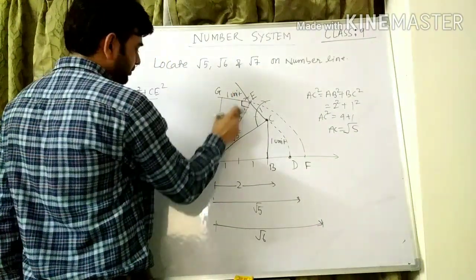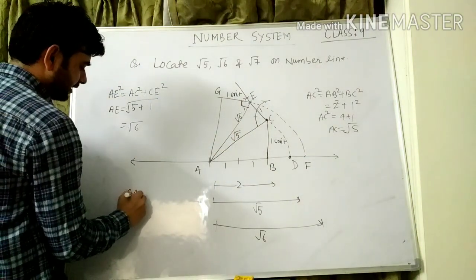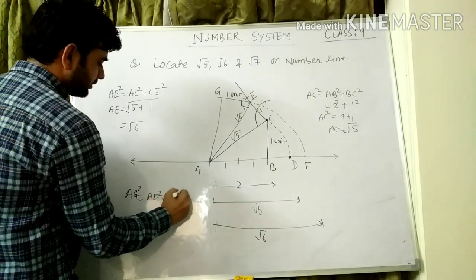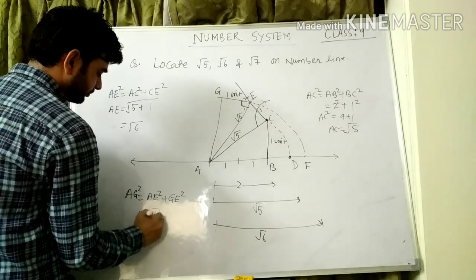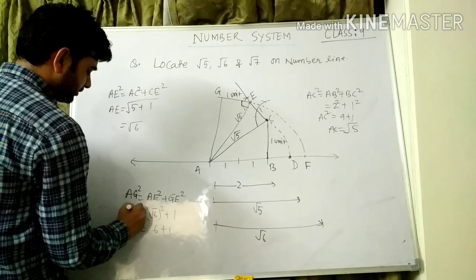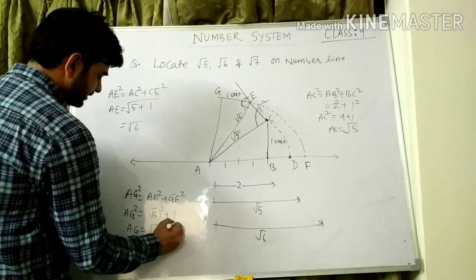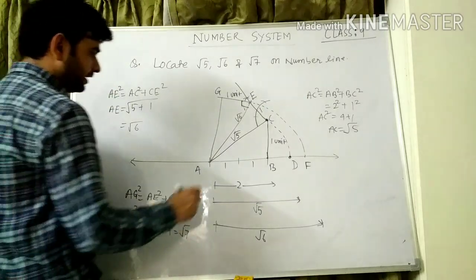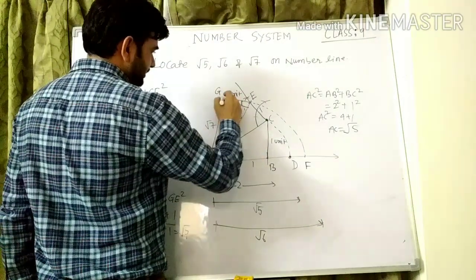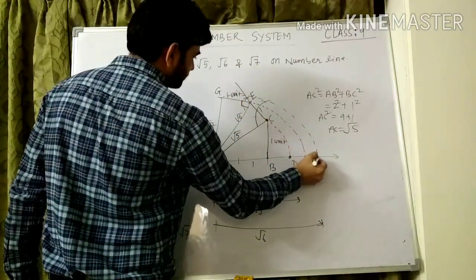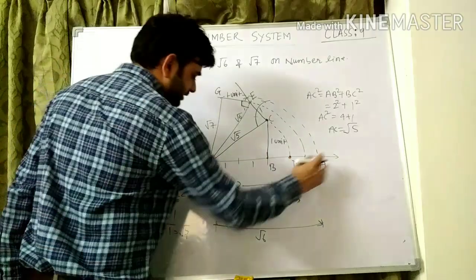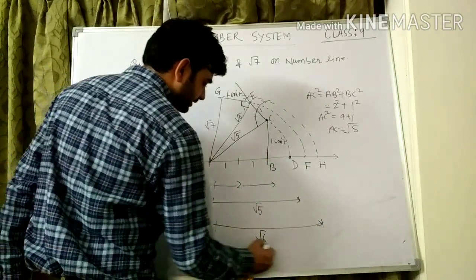If you calculate this point, AG square, here I am writing AG square is equal to AE square plus GE square. So root over 6 square plus 1, so it will be 6 plus 1. So AG square is 7 and AG will be root over 7. So you can draw this AG is equal to root over 7. How? Just fix this compass and you will mark it like this. This point will be H, and A to H will be root over 7.